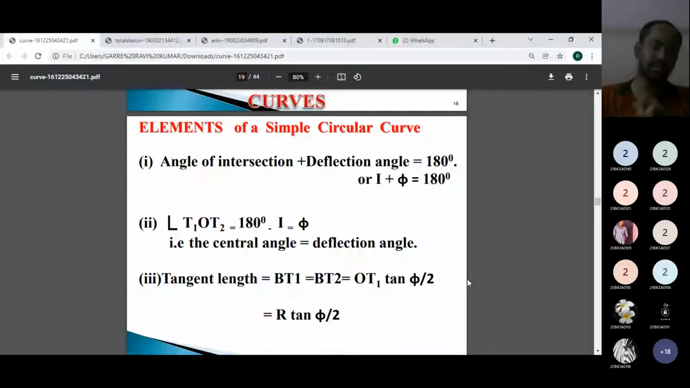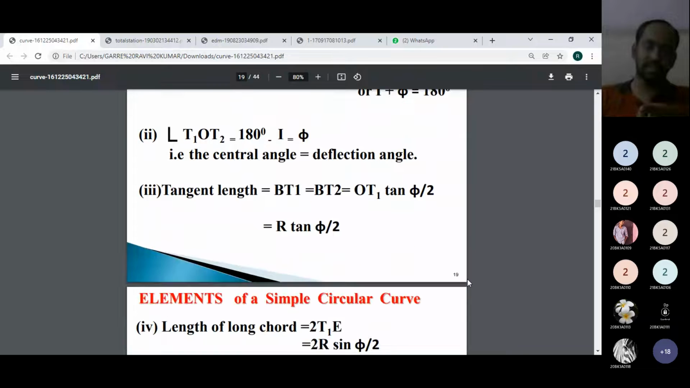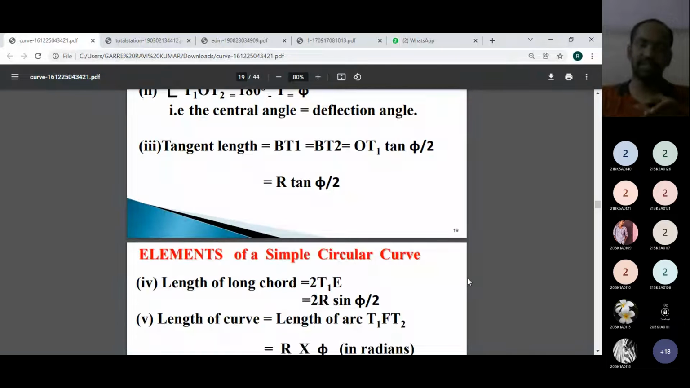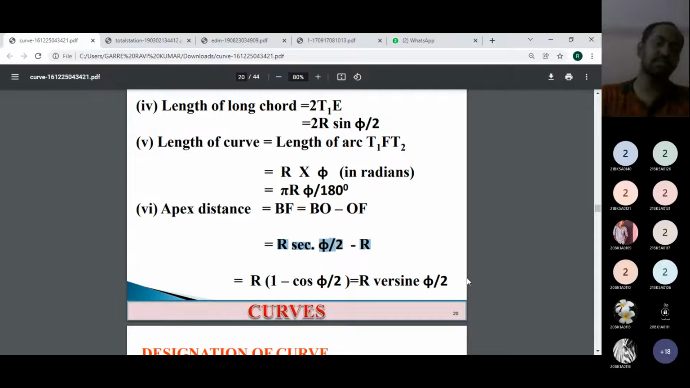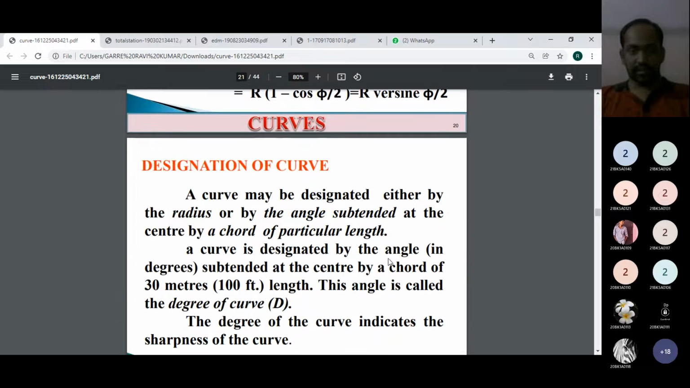First we have to calculate the deflection angle. After that we calculate the tangent length. Then we calculate the length of the long chord. Then we calculate the length of the curve, and after that the apex distance. Now we have everything. We have all the data, so automatically we can set up the curve on the field. That's it. It is too easy. That's all.